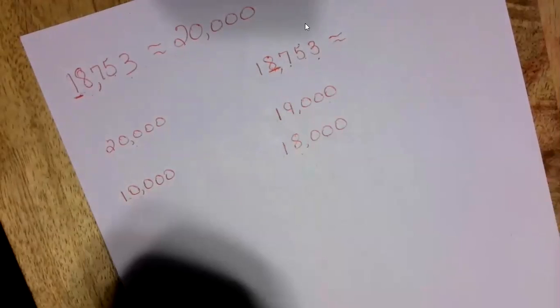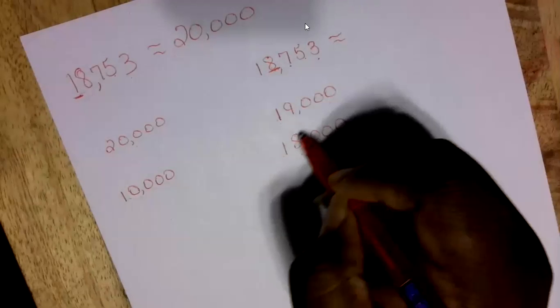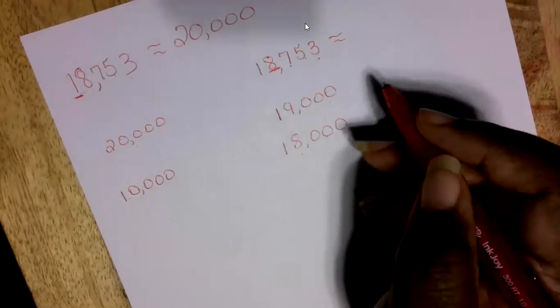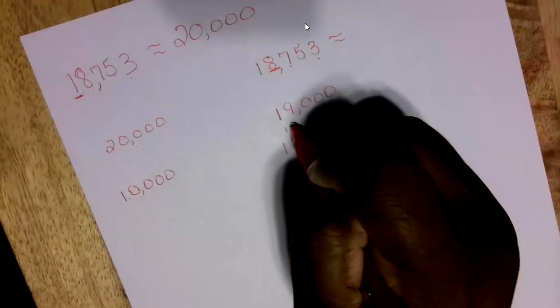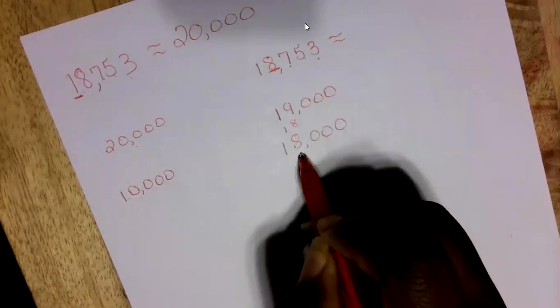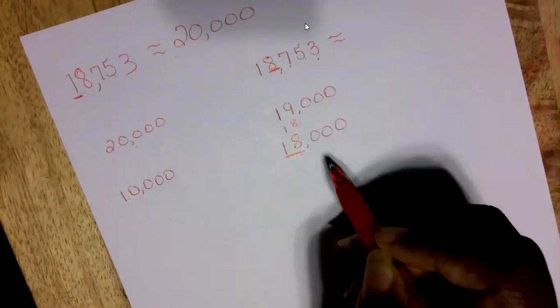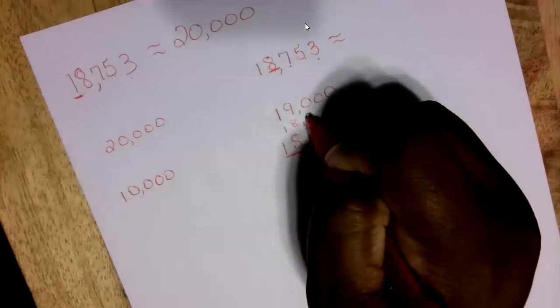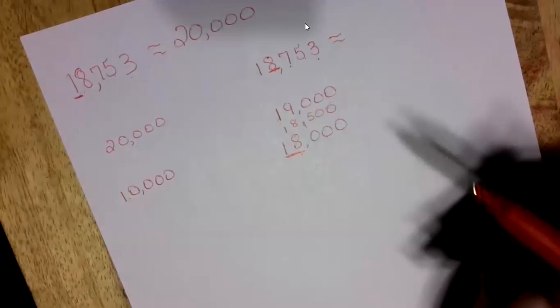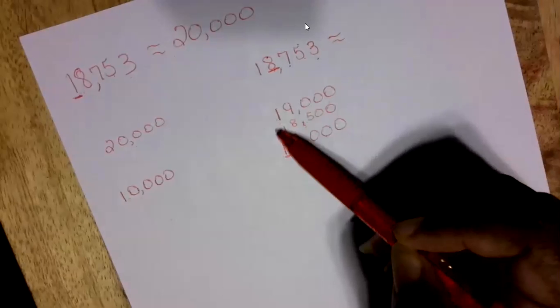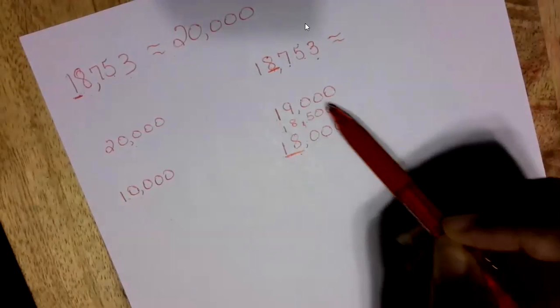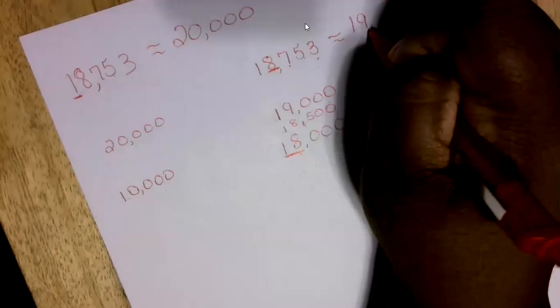Now, I definitely know I can look at this and tell what my midpoint would be. My midpoint would be starting off with the same 18,000s that I had at the bottom and 500. My number is higher than what this midpoint would be, so it's closer to 19,000.